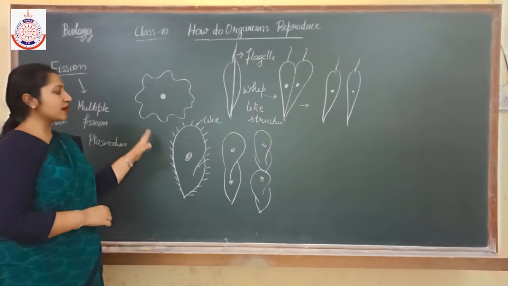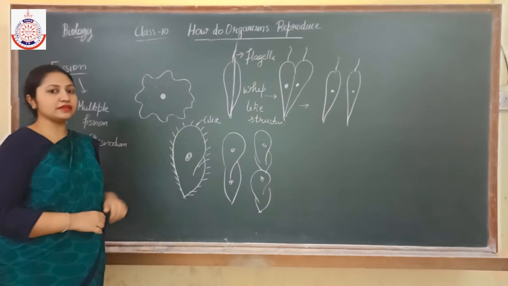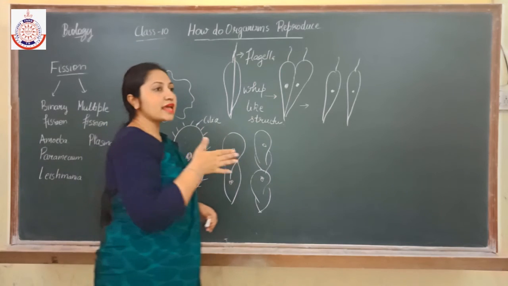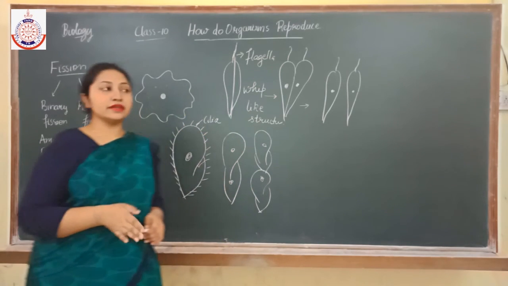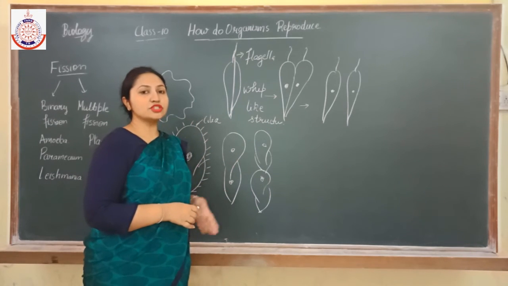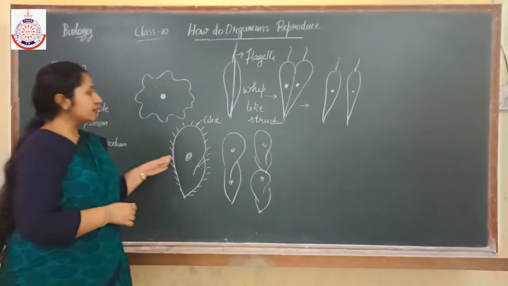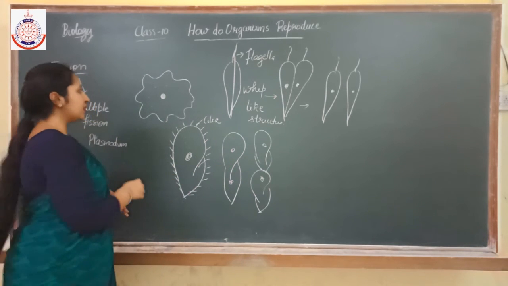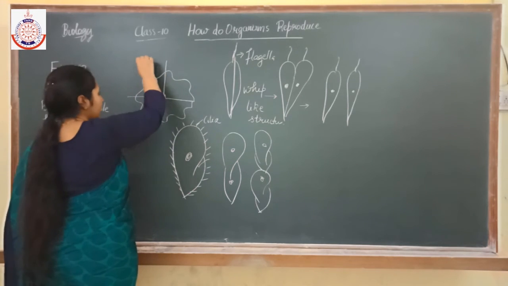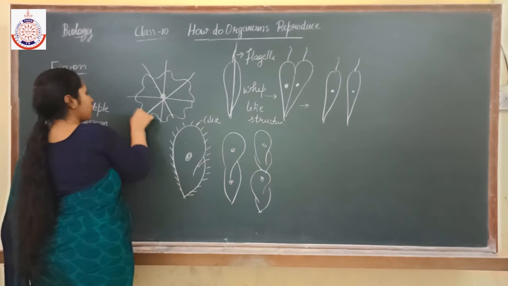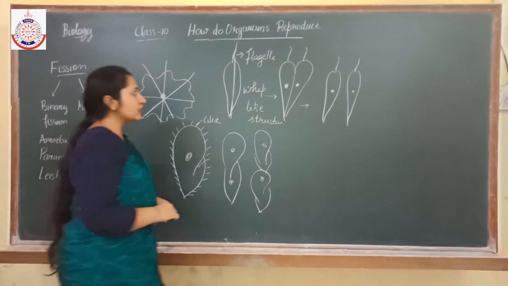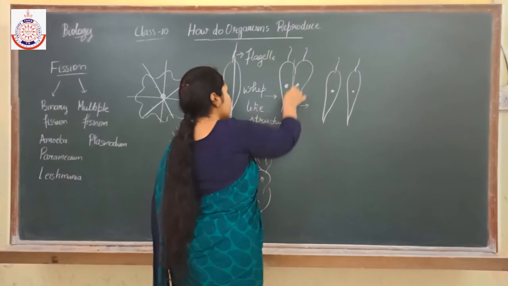Okay. So now, what is the difference in the fission in these cases? In the case of amoeba and Paramecium, the fission occurs in any plane. But in the case of Leishmania, the fission occurs only in the longitudinal plane. Any plane means the fission can be from this side, this side, or this side. In any plane the fission occurs, but in Leishmania, only in the longitudinal manner.